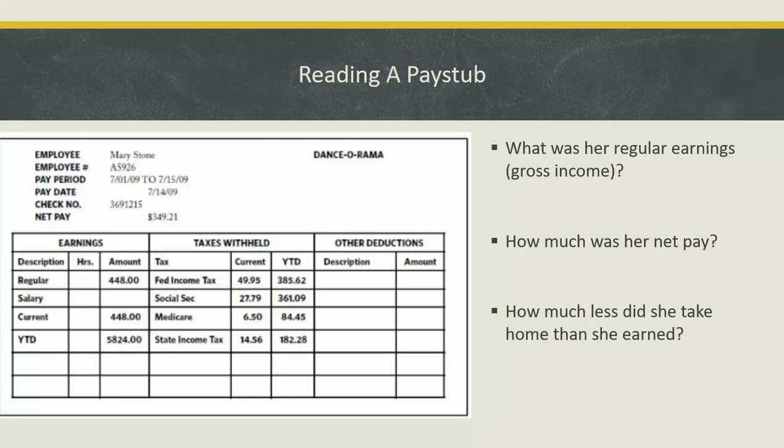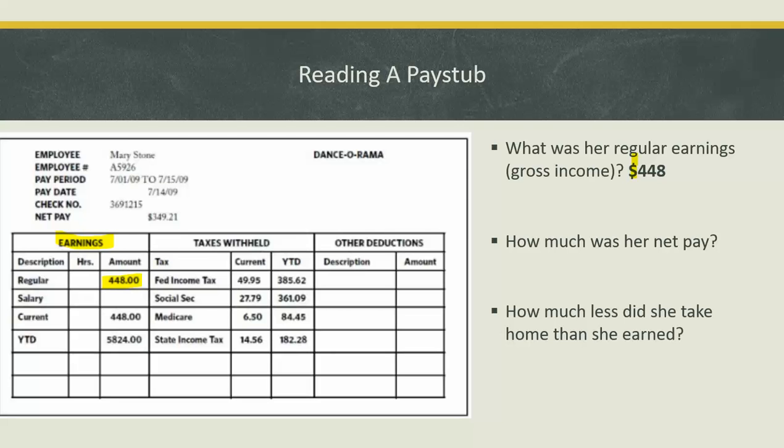So here we can find, first off, her regular earnings. This is what we call gross income. So under the earnings column, it tells me that her regular earnings was $448. This was how much money she would have gotten if nothing was deducted or withheld.